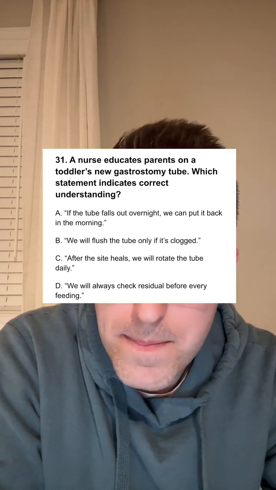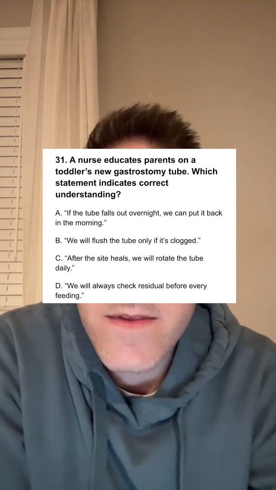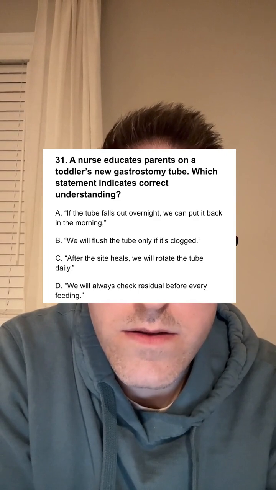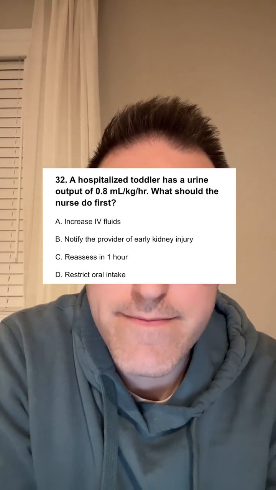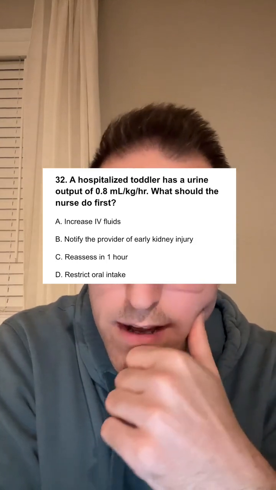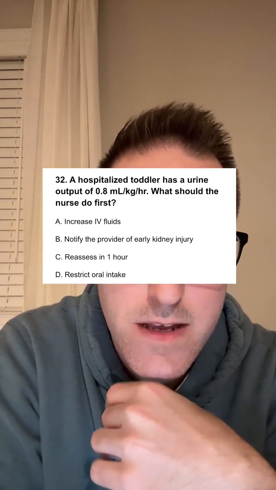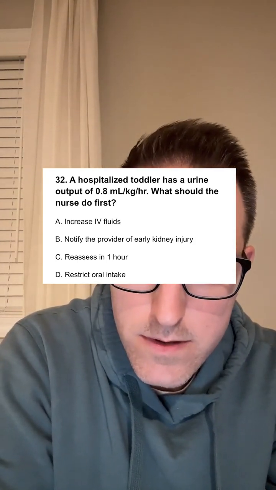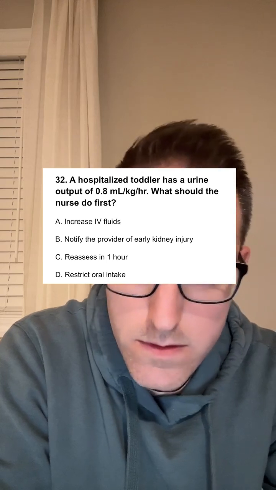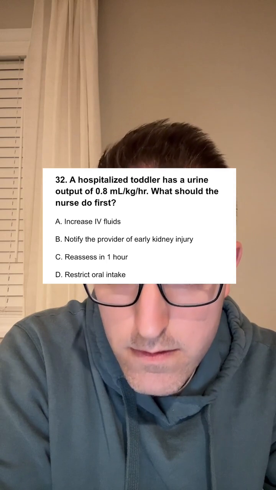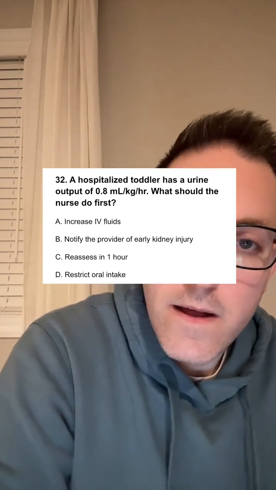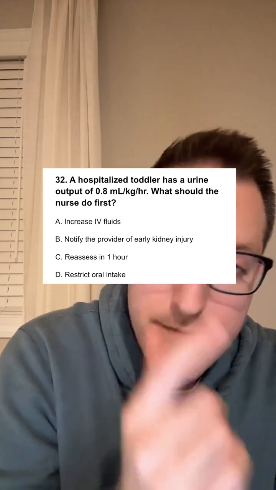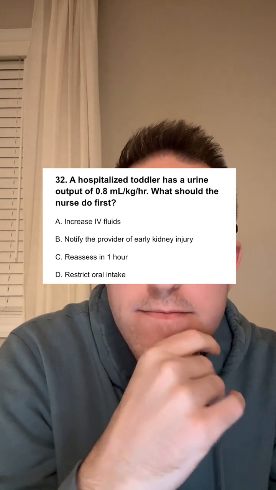All right, very good. So 31, we're going to 32. A hospitalized toddler has a urine output of 0.8 mLs per kilogram per hour. What should the nurse do first? So basically you need to know, is this normal or isn't it?